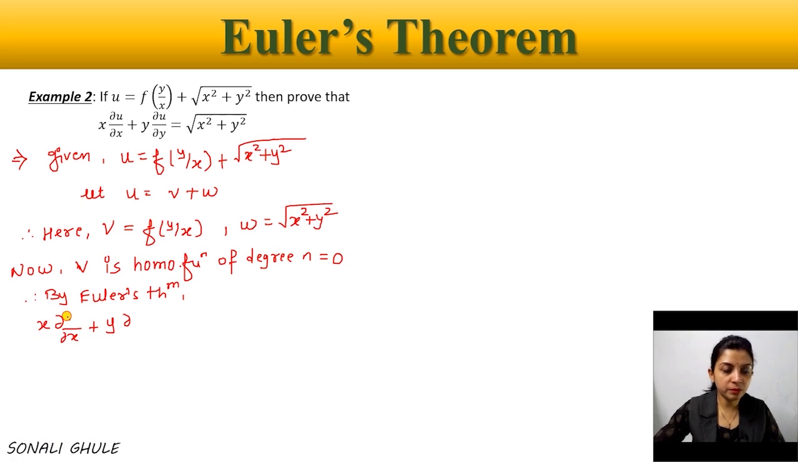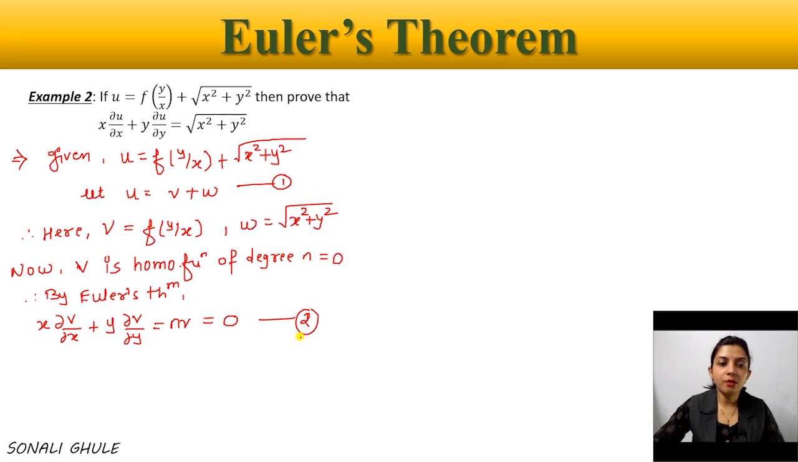So here this must be v because we are talking about v. V is homogeneous of degree 0. So I'll get the relation of first order for v by Euler's: x into dou v by dou x plus y into dou v by dou y is equal to n into v. But what is n? It is 0. So therefore the value of this first order relation becomes 0. Say this is our equation; suppose here I say this is 1 and this is 2.